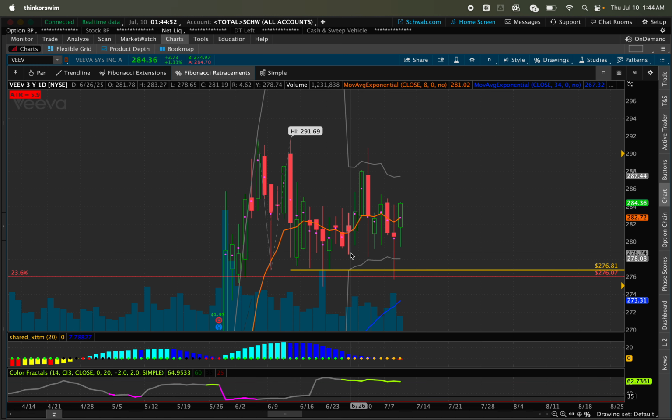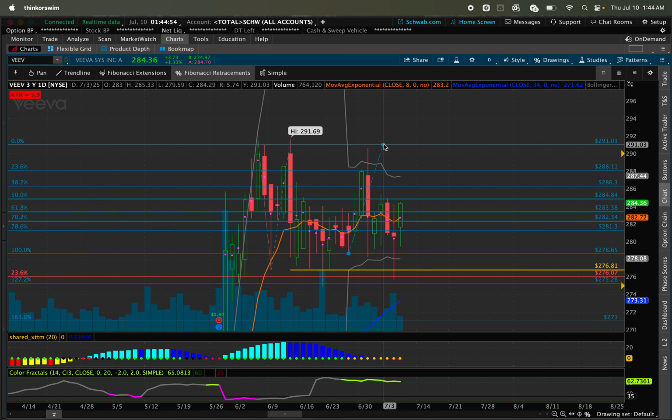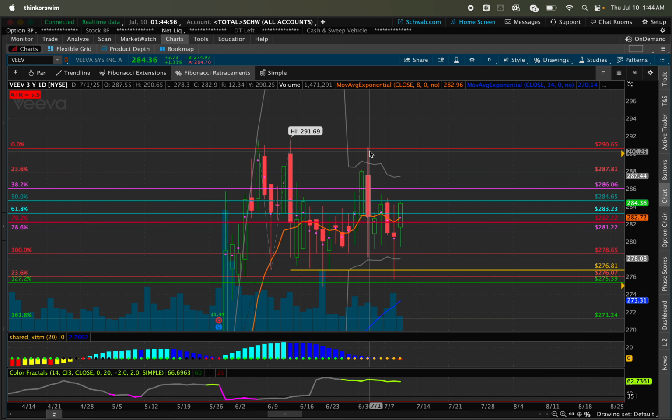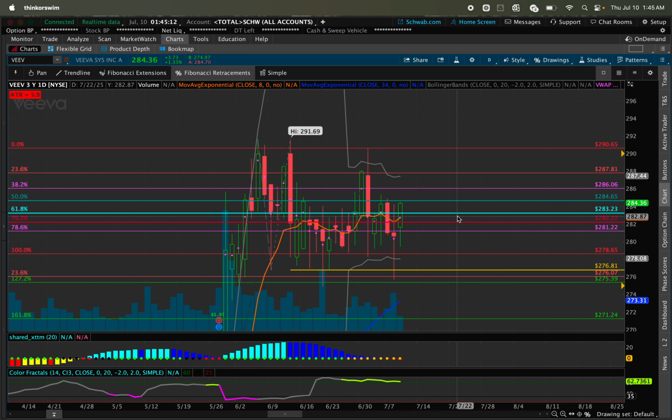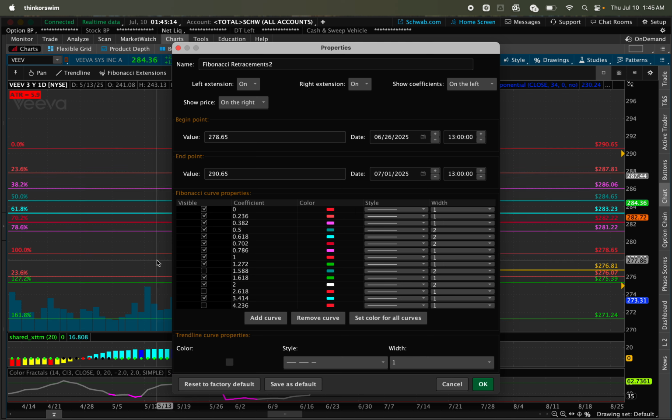Let's see this point here. Oh yeah, so this one's perfect. See this 127.2 retracement extension level, 275.39, and the low here is 275.71. Okay, so perfect. So let me go in here just real quick and clean up this chart.